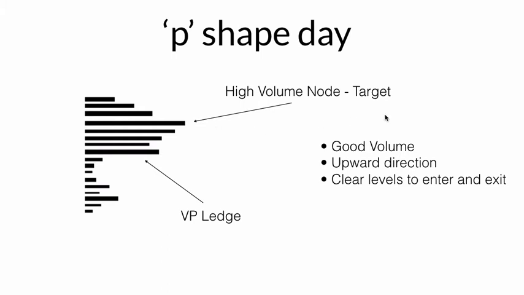We're also probably going to see good volume on the day with this P shape, because we got that initial break higher to push us out of the original range, which indicates that there is good volume there. There's clearly an upward direction on the day because price broke higher and made new highs pretty early on in the day. So those are two good signs that give us some big advantages, that this is a good type of trading day.